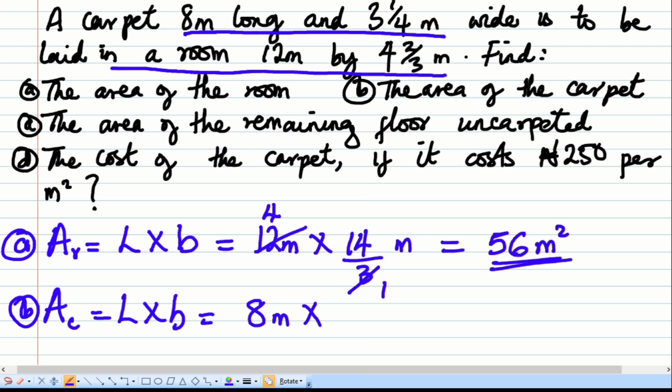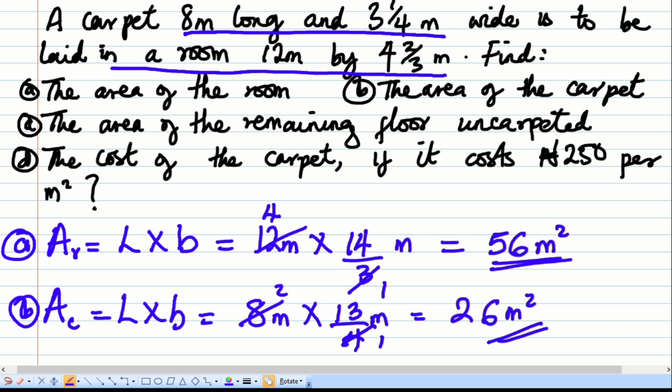3 1/4 meters. So let's convert it to an improper fraction. 4 times 3 is 12 plus 1, I have 13/4 meter. So 4 into itself is 1, 4 into 8 is 2. 2 times 13, 2 times 3 is 6, 2 times 1 is 2. So we have 26 meters squared. So that's the area of the carpet.